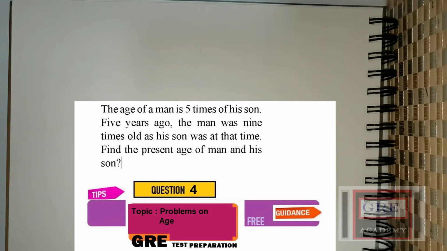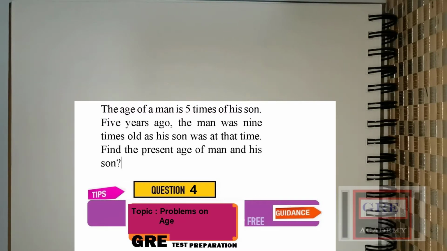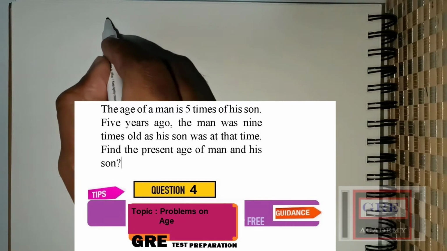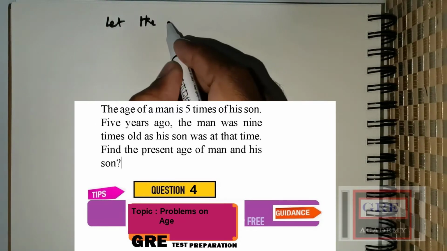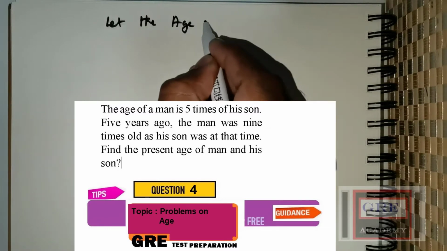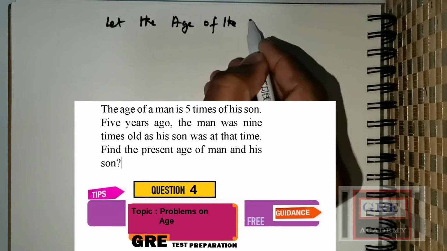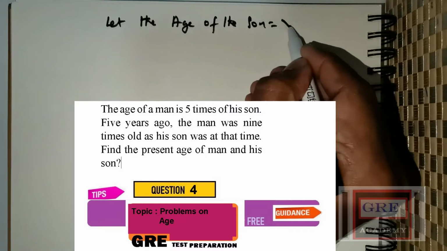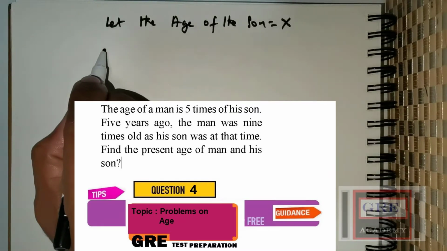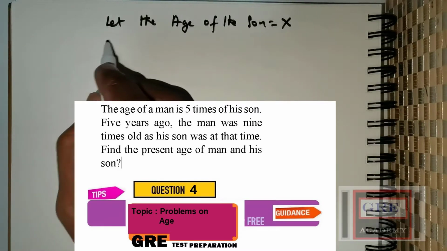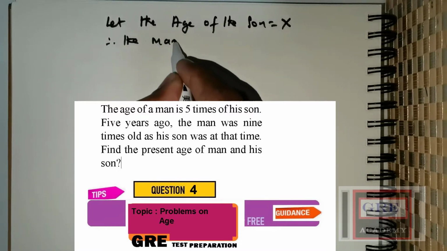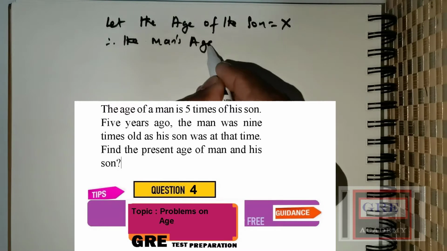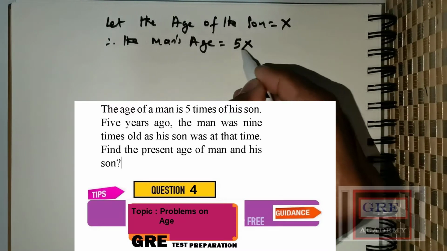Find the present age of the man and the son. So we would start off by assigning, let the age of the son be equal to x. Now the age of the man is 5 times the age of the son. So therefore the man's age will be equal to 5 times x.